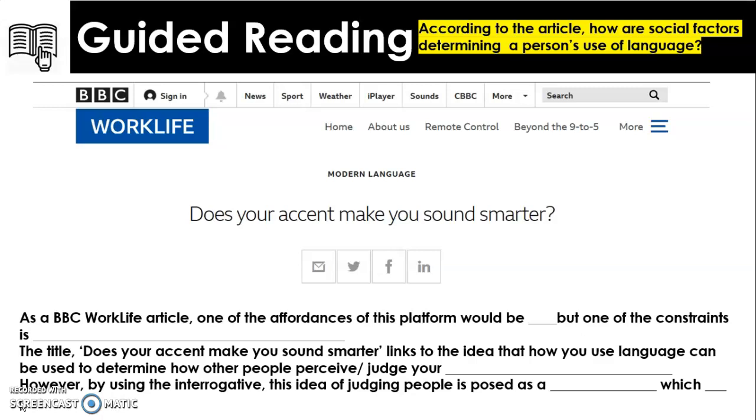So the first question was, what was the website? It's really clear there in the top left-hand corner, if you're looking at the screen like I am, BBC Worklife. So just to get us thinking then, as a BBC Worklife article, one of the affordances of this platform would be... The reason we want to know where our texts are coming from in the exam is that there's going to be certain affordances, benefits, and certain constraints, certain holdbacks. So what's one of the benefits of an online article?